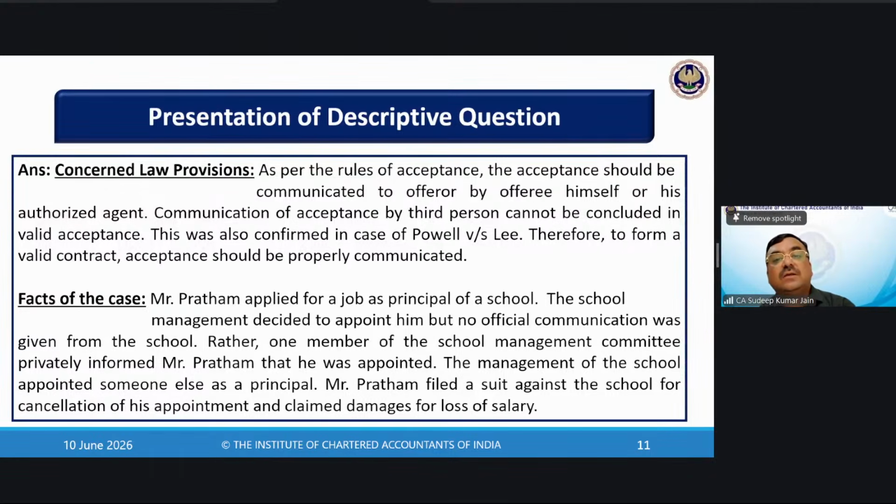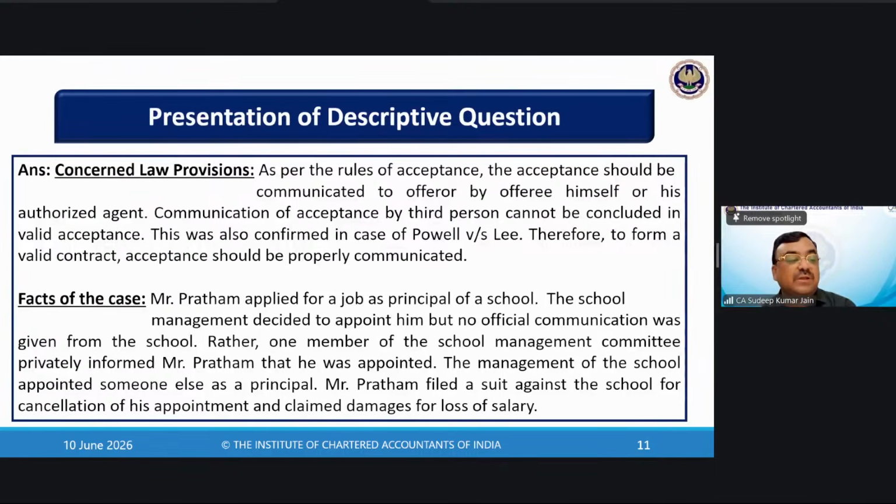As per the rules of acceptance, the acceptance should be communicated to the offerer by the offeree himself or his authorized agent. Communication of acceptance by a third person cannot be considered valid acceptance. This was also confirmed in the case of Powell versus Lee. Therefore, to form a valid contract, acceptance should be properly communicated.